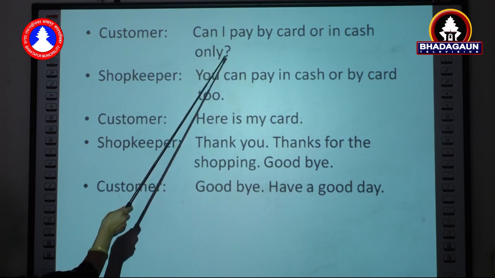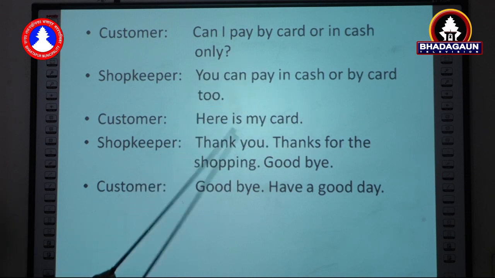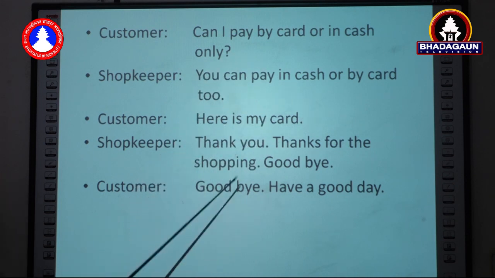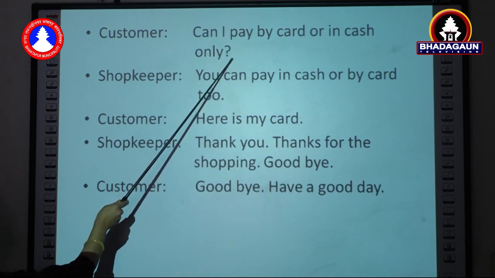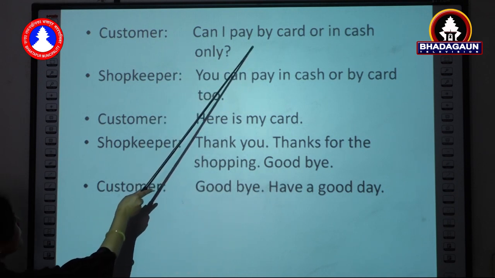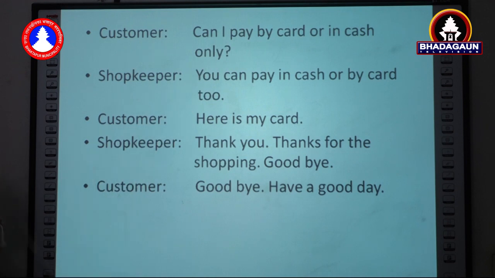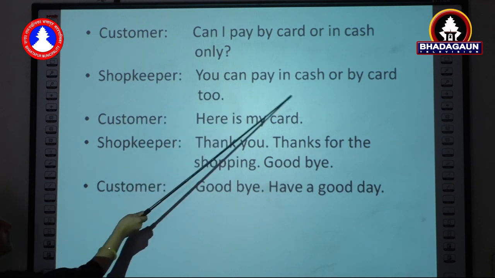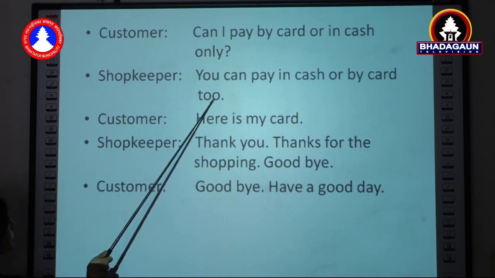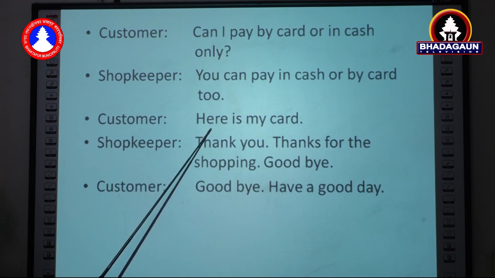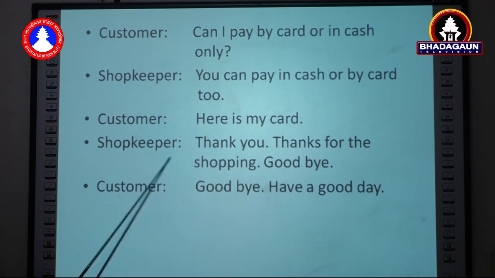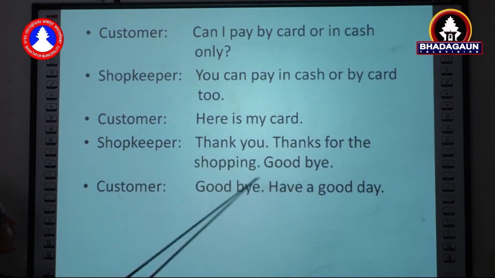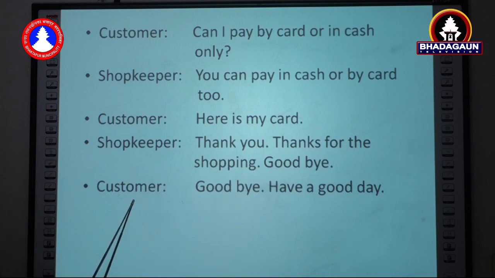Customer says, "Can I pay by card or in cash only?" Nowadays we pay by card also, so it's very natural for us. It's a very lifelike situation to ask such questions. Shopkeeper says, "You can pay in cash or by card too." And the customer says, "Here is my card." Shopkeeper says, "Thank you. Thanks for the shopping. Goodbye." And the customer says, "Goodbye, have a good day."